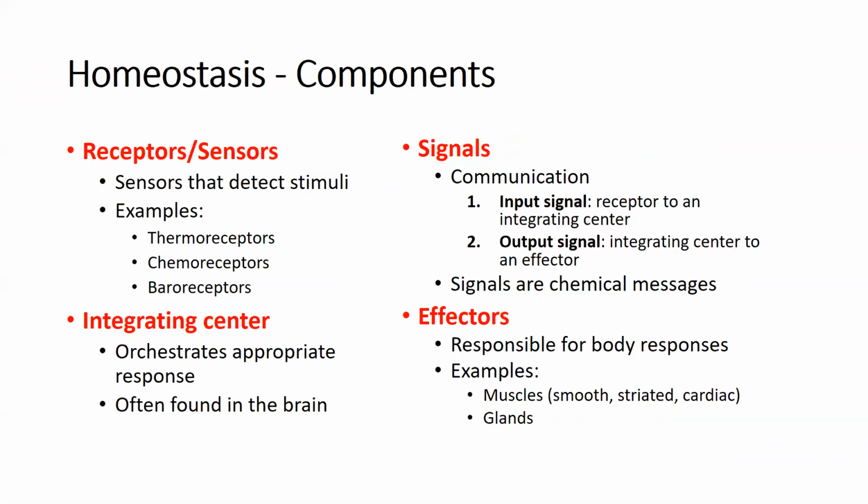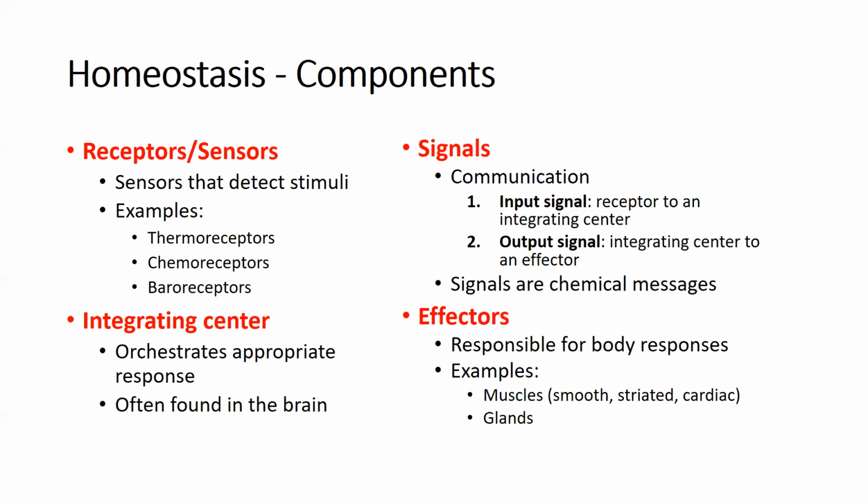So the integrating center is then going to bring about a response by sending a signal. The third component is the signal. Signals can be of two types. Input signals are coming from the receptor to the integrating center, and output signals are going from the integrating center out to the effector. Okay, everyone get that? Any questions on that bit?